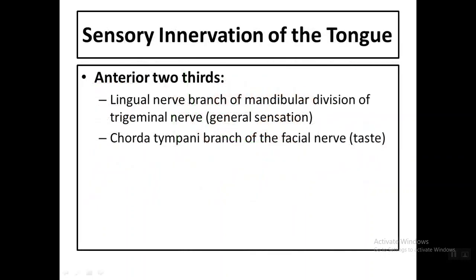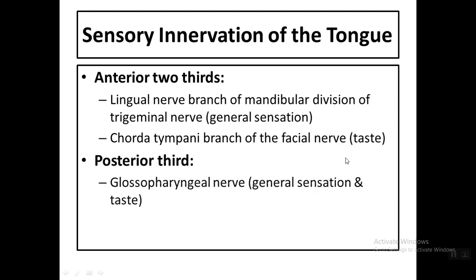Look here: for the sensory innervation of the tongue, the anterior 2/3 is supplied through the lingual nerve. The lingual nerve is a branch of the mandibular division of the trigeminal nerve, for general sensation. With the lingual nerve we have another nerve called the chorda tympani, which is a branch of the facial nerve that is responsible for taste. The posterior 1/3 is supplied by the glossopharyngeal nerve, the 9th cranial nerve. The same nerve provides general sensation, meaning pain, touch and temperature sensation, and also taste. So the glossopharyngeal nerve contains fibers for both general sensation and taste.